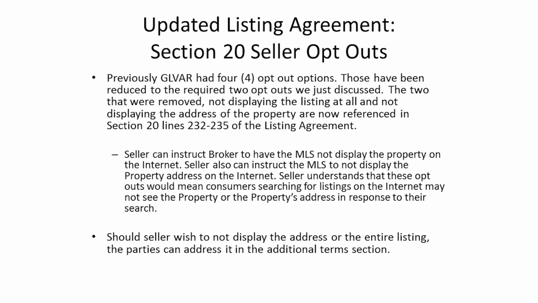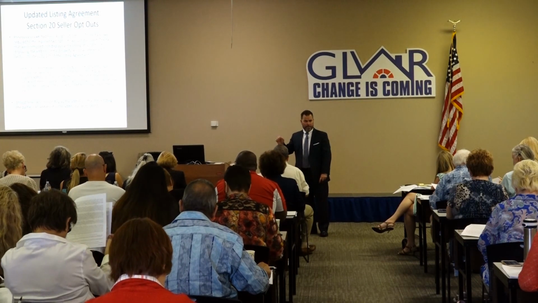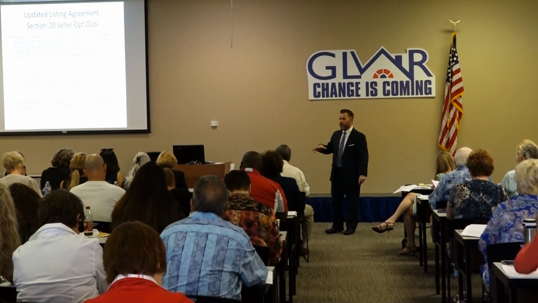not displaying at all, are now referenced in lines 232 through 235 in section 30. And if a seller really doesn't want their property listed or the address listed, address it in the additional terms. Okay? Because the idea was to mirror this to just what's required by the Department of Justice.